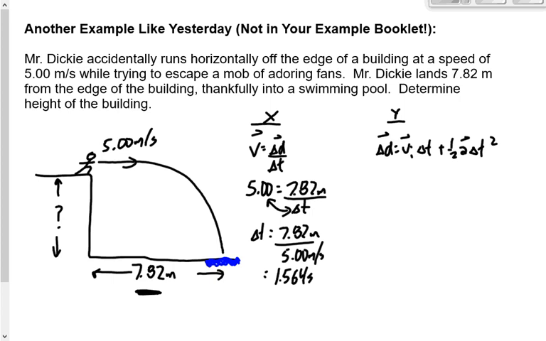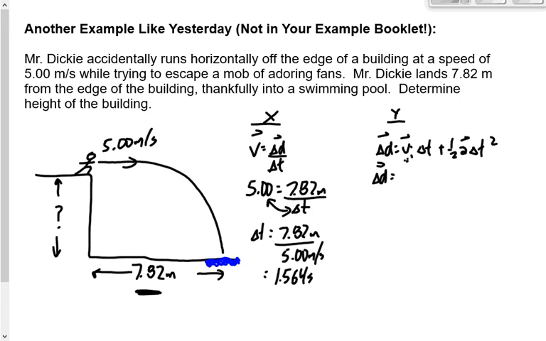We don't know what the vertical displacement is. Yesterday, in the example that we did, we knew what it was. It was the height of the building. That's what we're trying to find today. The vertical initial velocity is, just like yesterday, 0.